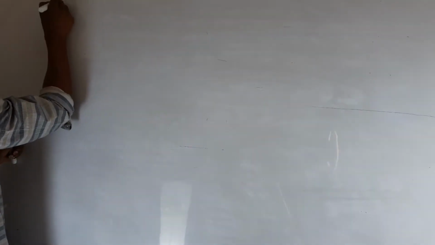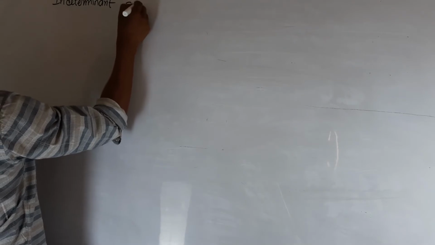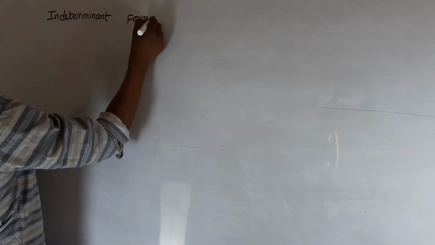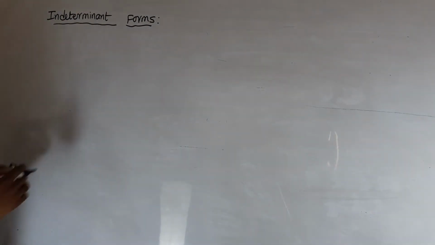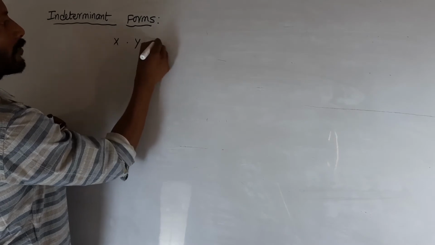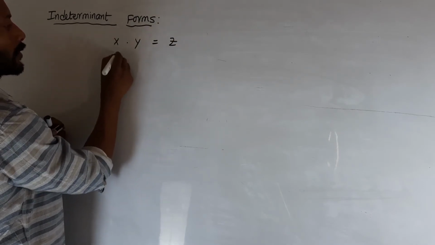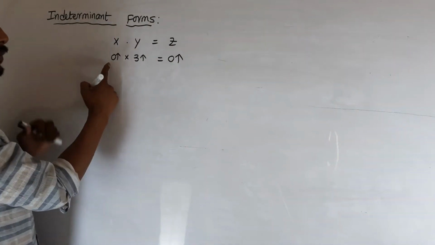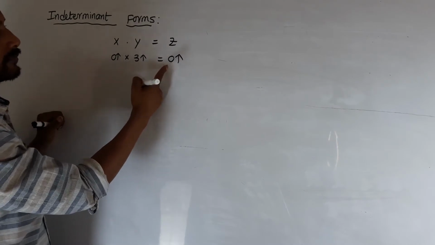Next one, indeterminate forms. x into y equals z. x approaches 0, y approaches 3. So the result is 0. 0 into anything is 0.